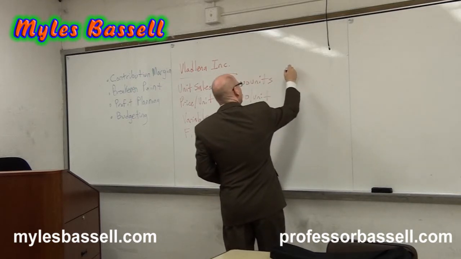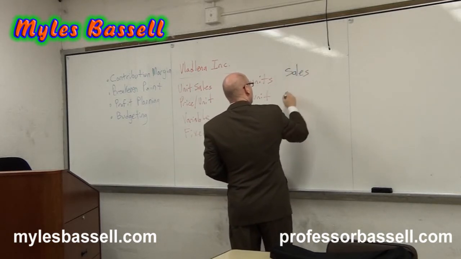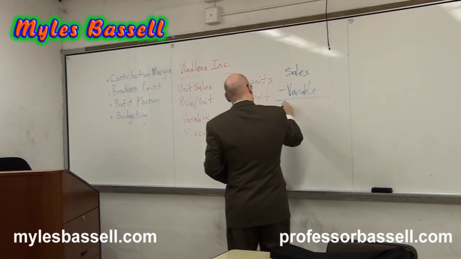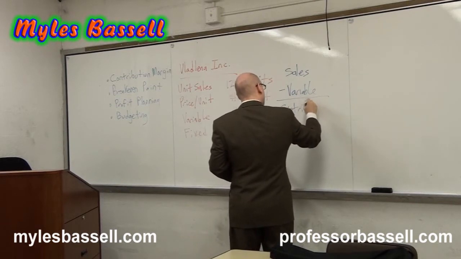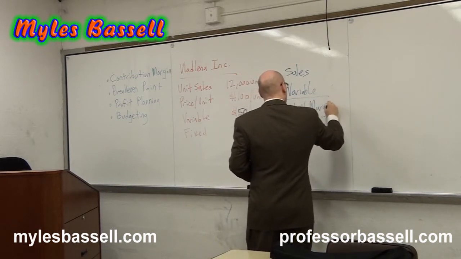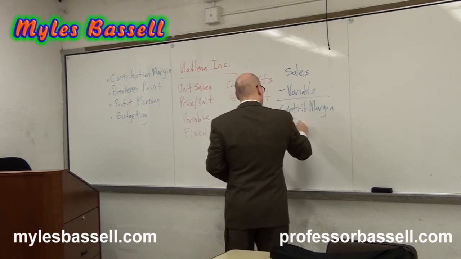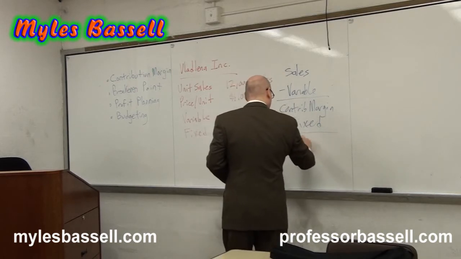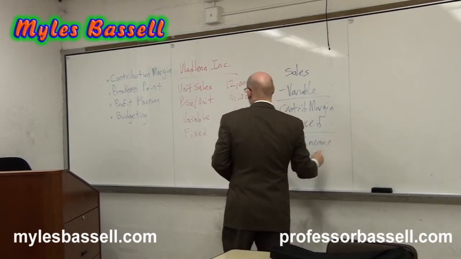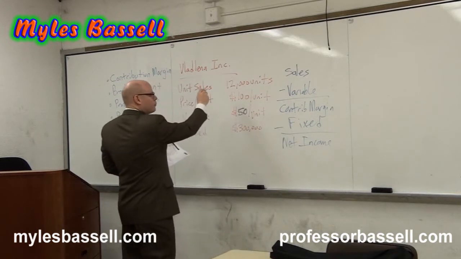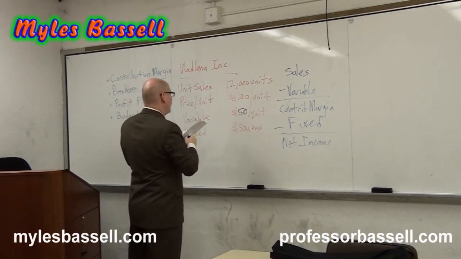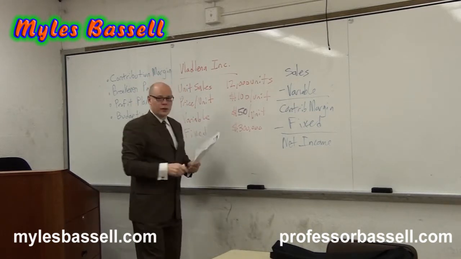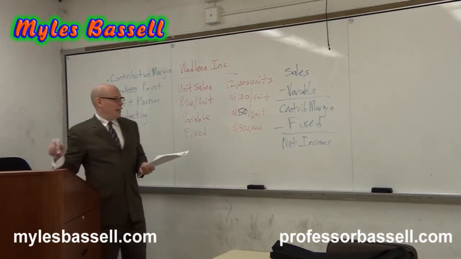All right, so remember we start with sales. We subtract the variable expenses. That gives us the contribution margin. And then we subtract the fixed. And that gives us net income. Do they tell us sales? How much are sales? 800,000, 900,000, 750,000? They don't tell us, so we need to calculate that.